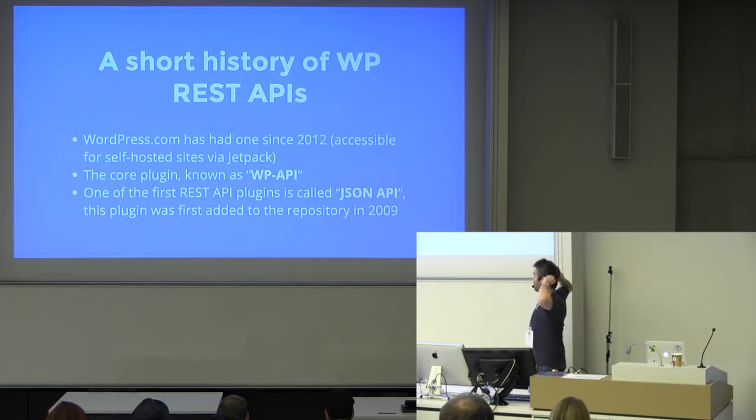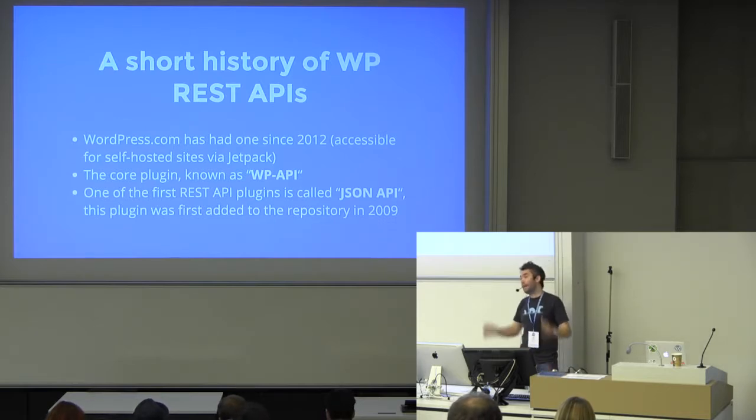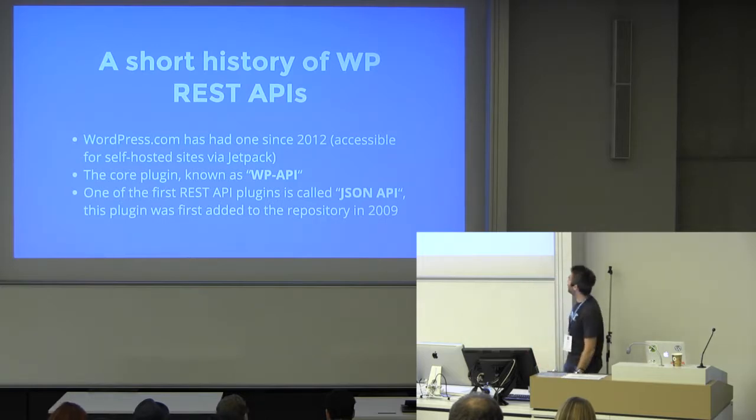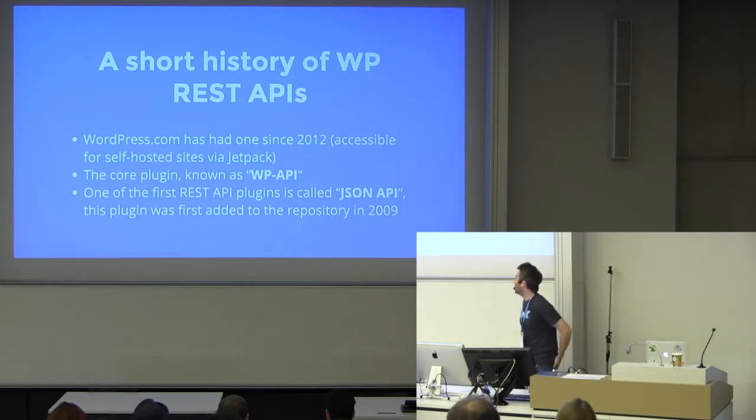One of the first REST API plugins that I used, at least, was called JSON API. And that was added to the repository in 2009. It's still in the WordPress repository. And yeah, you can check it out. It's been around for a while.